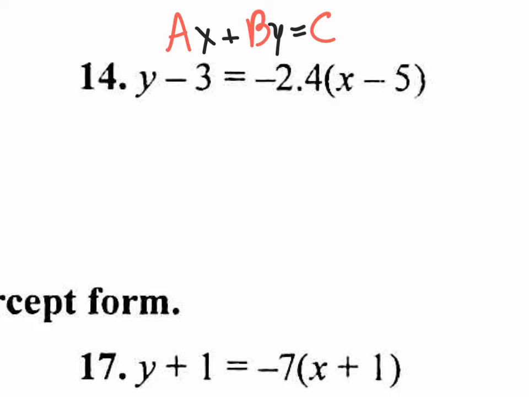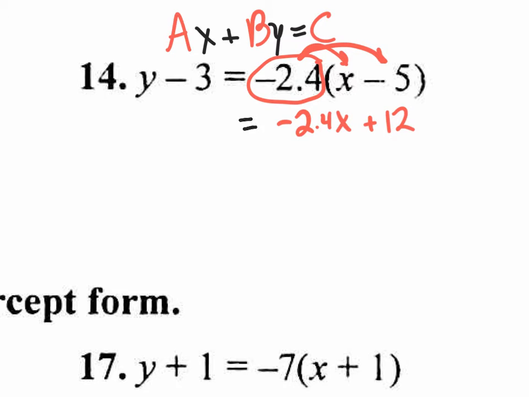So let's start by distributing -2.4 times x, that's -2.4x. -2.4 times -5, that's +12, I believe. And of course, use a calculator if you need it. And let's continue to rewrite everything. We have this equal sign that comes down, the -3 that comes down, and the y.